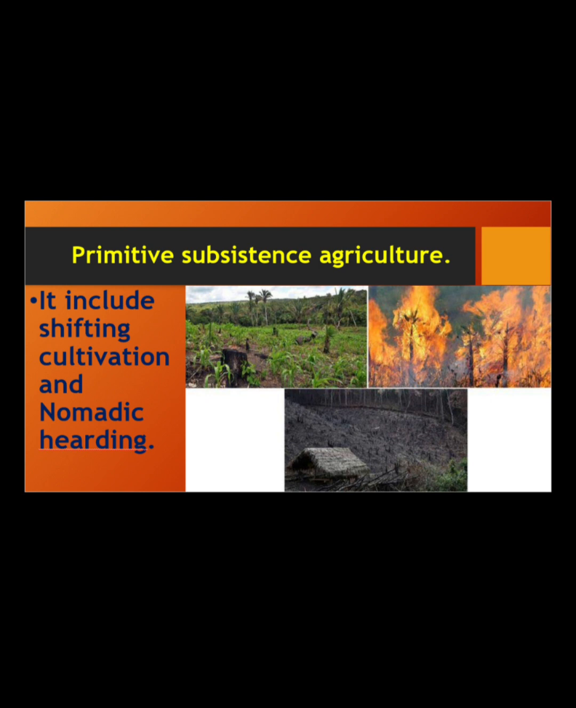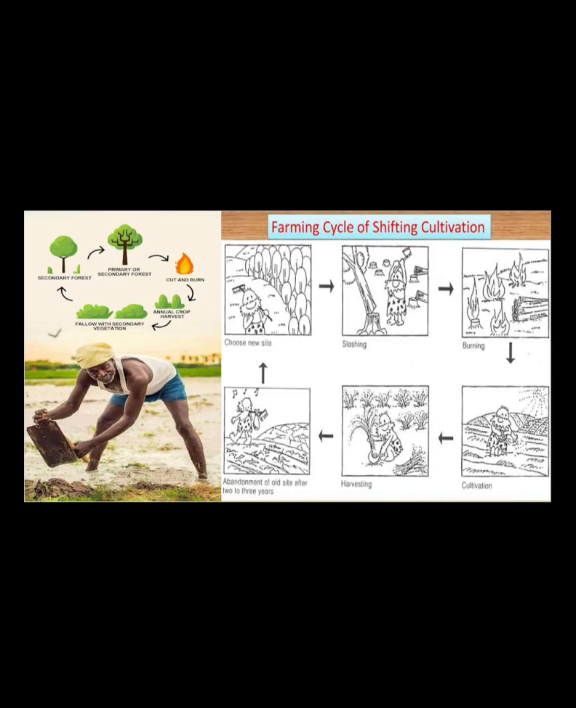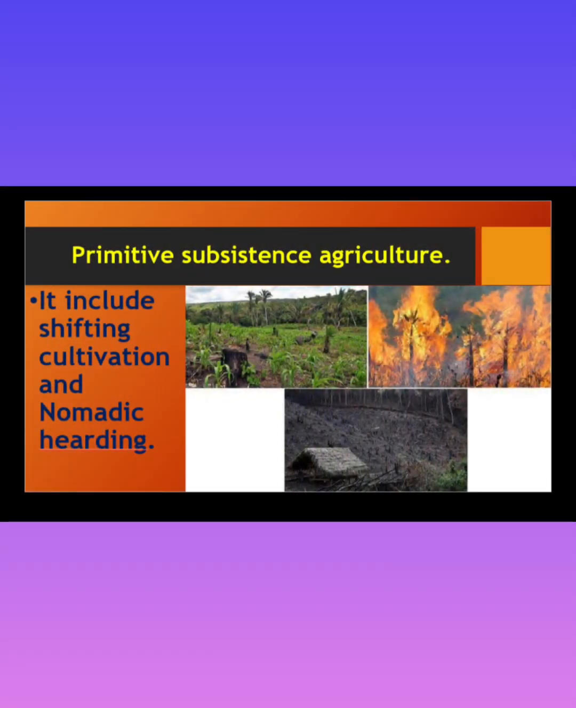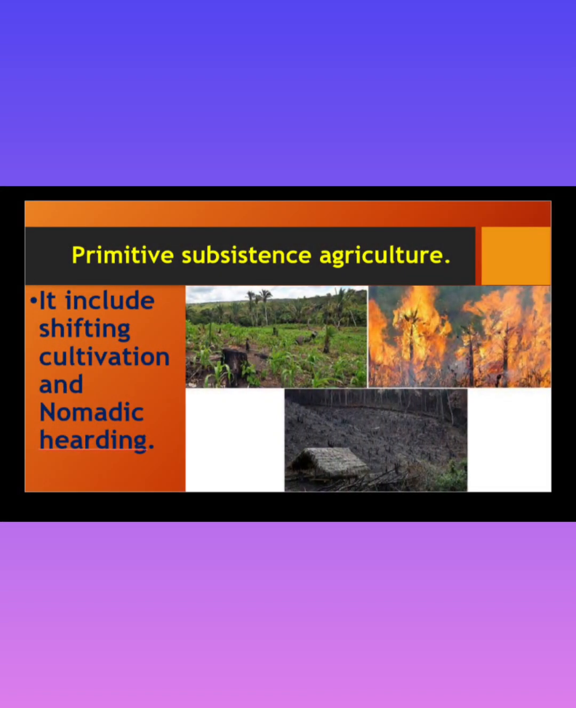First, shifting cultivation. This type of cultivation is practiced in the thickly forested areas of the Amazon basin, tropical Africa, parts of Southeast Asia, and Northeast India. These are the areas of heavy rainfall and quick regeneration of vegetation. A plot of land is cleared by felling the trees and burning them.